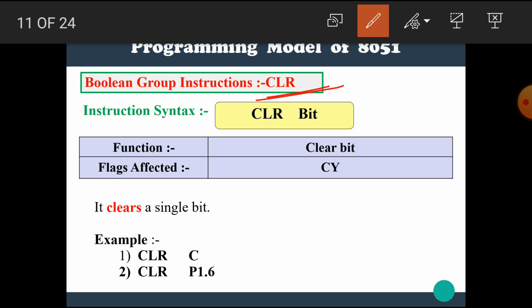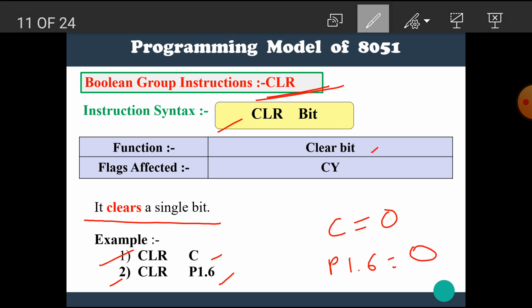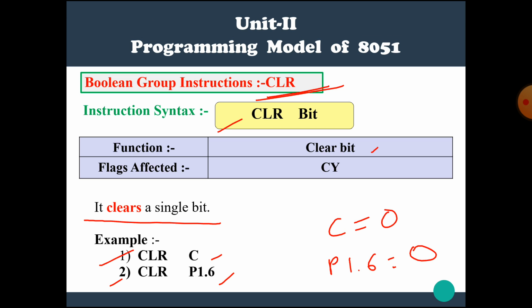The next instruction is CLR. CLR stands for clear. Its syntax is CLR bit. That means clear bit. It clears a single bit. For example, CLR C: after the execution of this instruction, the carry flag has the value 0. Next, CLR P1.6: after execution of this instruction, the P1.6 bit has the value 0. Clear means make it 0.